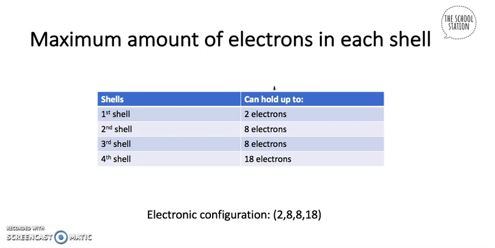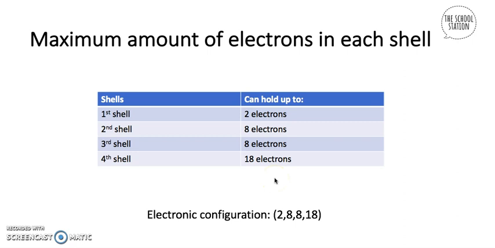You have to go straight to the second shell, because the first shell can only hold up to 2 electrons, and then you go to the second shell and you draw 8 more electrons. If they tell you that there's 11 electrons, then you can't add one more electron in the second shell. You have to go straight to the third shell, because the second shell can only hold up to 8 electrons. You can't just put 9 electrons in the second shell. The third shell can hold again up to 8 electrons, and the fourth shell can hold up to 18 electrons.